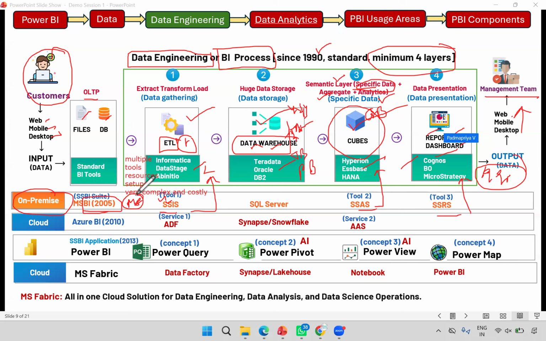Very strong. Even if you learn MSBI now, you will get the opportunities, but not very heavy because people move to cloud, but you will get the opportunities. Its market is very strong.